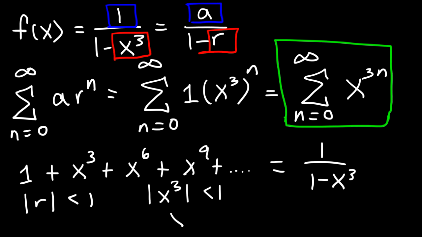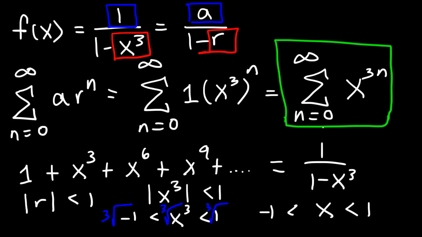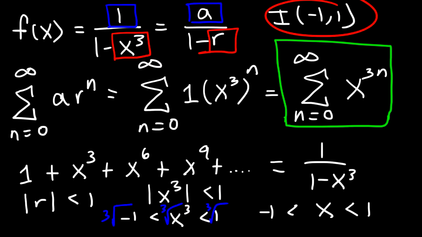So thus x cubed has to be between 1 and -1. Now, if you take the cube root of each side of the inequality, you're going to get x is between 1 and -1. Therefore, the interval of convergence is just -1 to 1. And that's it for this problem.